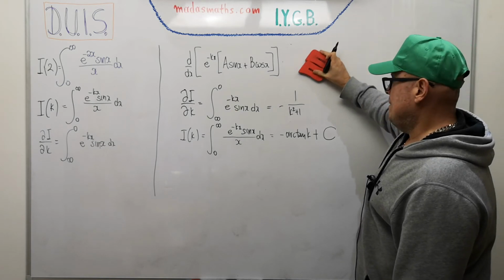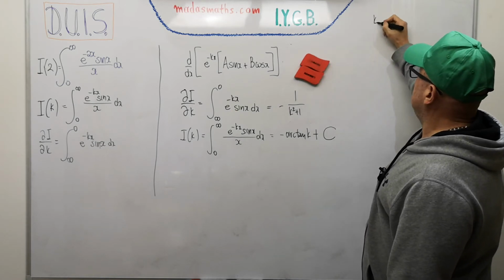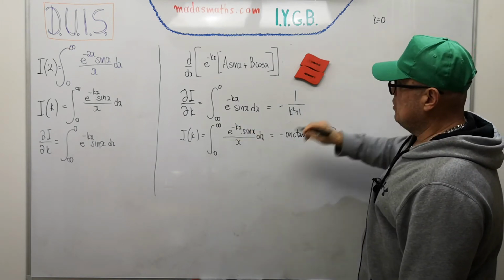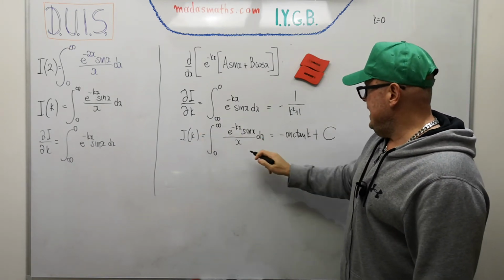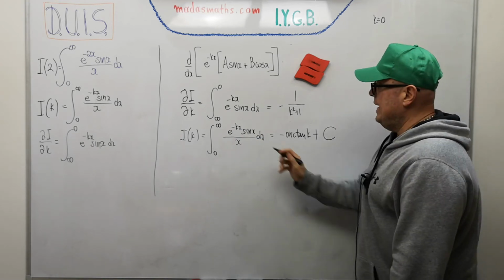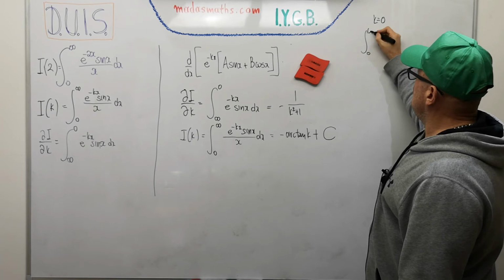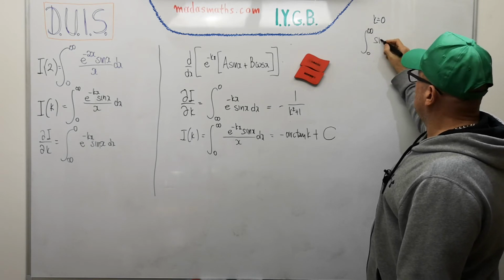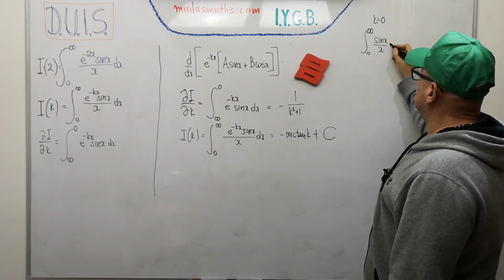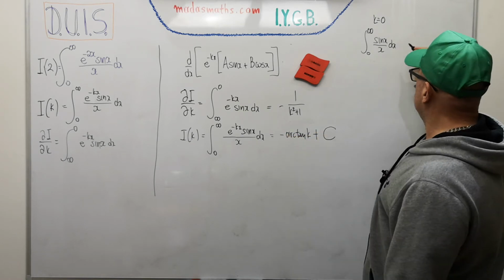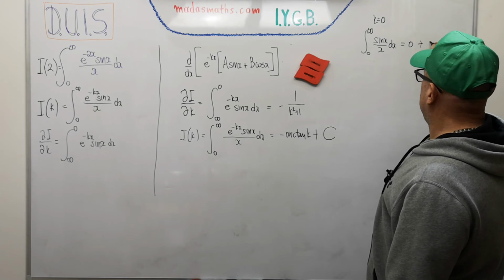We can put, I guess, 0. I'm going to write it here. If k is equal to 0 in this line here, I'm not going to write I of 0, this integral becomes e to the 0, which is 1. So I'm getting the integral from naught to infinity of sine of x over x dx is equal to minus the arctan of 0, which of course is 0, plus c.